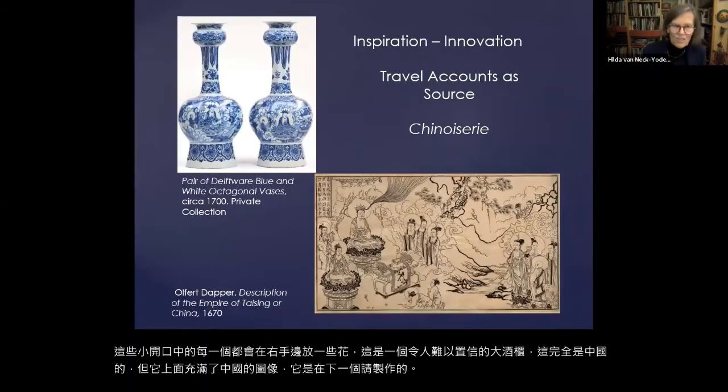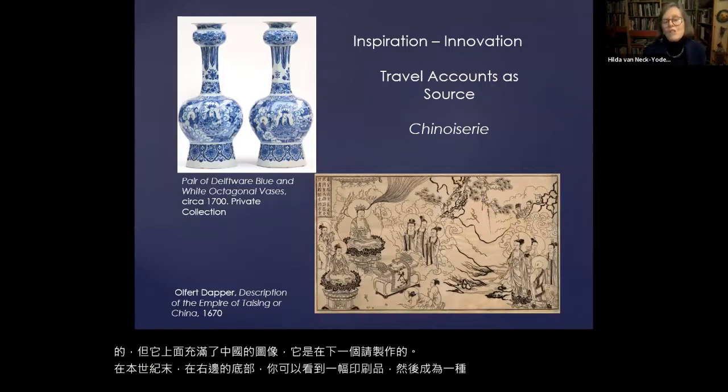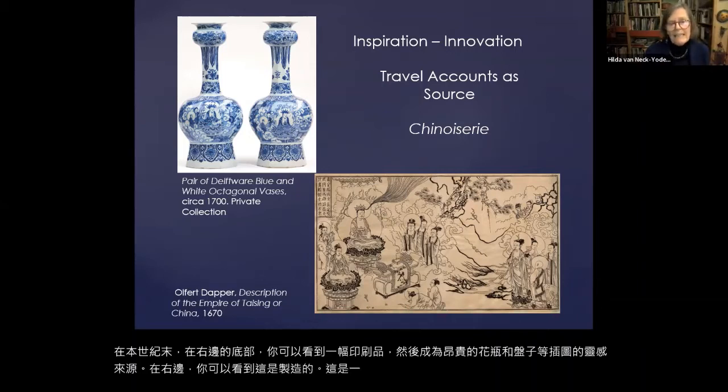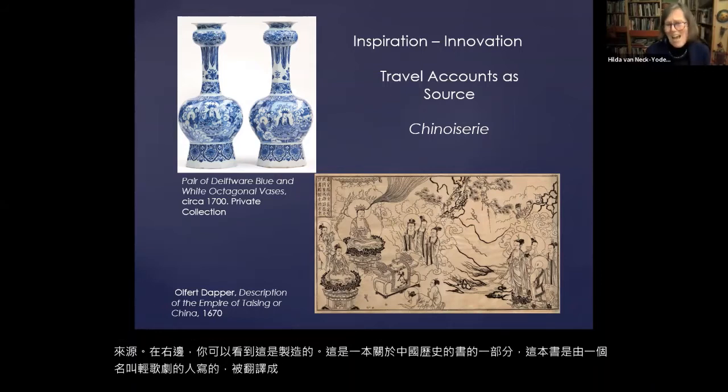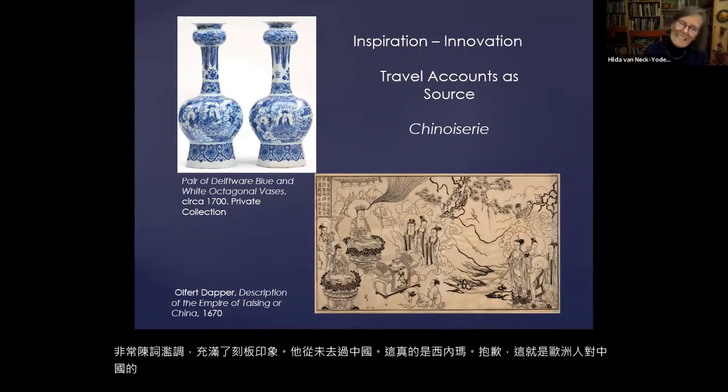At the end of the century, on the bottom of the right, you can see a print. And that then became an inspiration for the illustrations on the expensive vases and plates and so forth. On the right, you can see that this is part of a book on the history of China, made by a man named Dapper. It was translated in many languages, and this is very cliche. It is very full of stereotypes. He had never been in China. It's really chinoiserie. That is the kind of images that Europeans made about China for Europeans. Next slide, please.